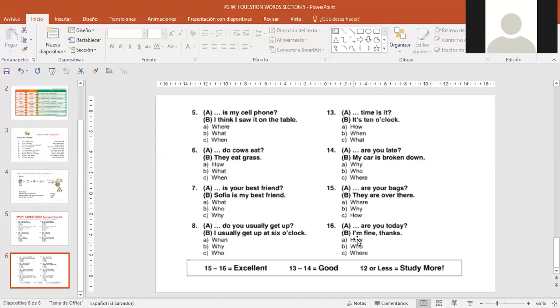15. How, where, why, or how are your bags? Estamos preguntando dónde están las maletas. Sería, where are your bags? ¿Dónde están tus bolsas? They are over there. Están por ahí. 16. How, who, or where are you today? How are you today? I am fine, thanks. Okay, very good.